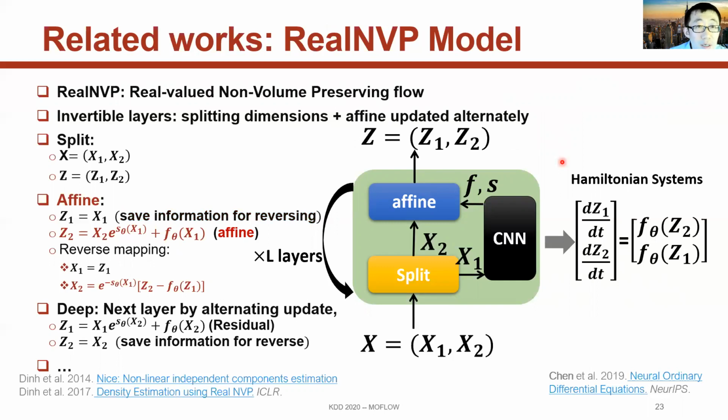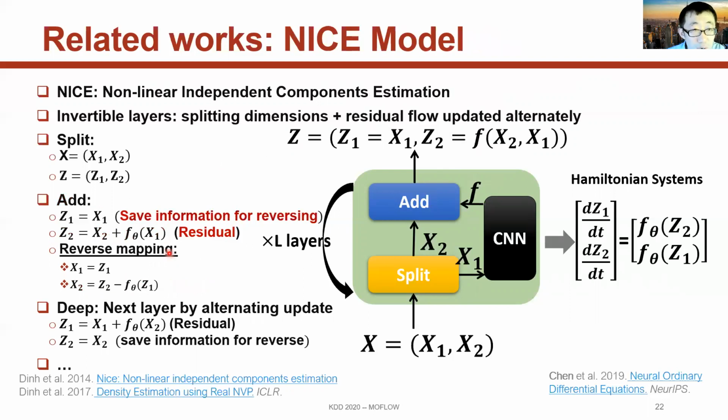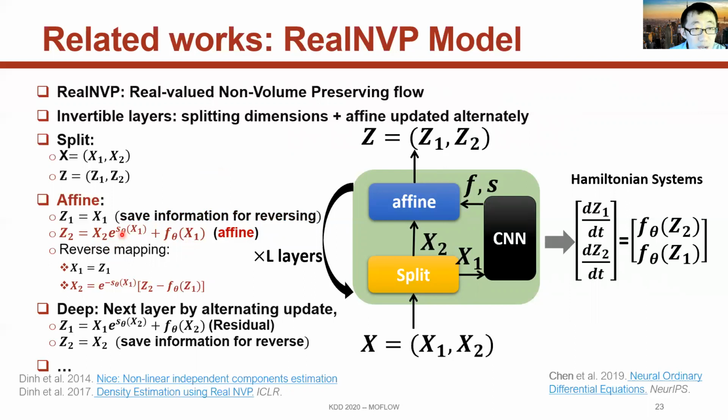Another update of the NICE model is the RealNVP model. They follow the same ideas, splitting dimensions to build invertible layers. However, they introduce affine transformations. So instead of just the residual part, they multiply it by an exponential scale to make it more powerful. And the reverse mapping is just as follows. Similar ideas are used to build deep invertible neural networks by alternately updating different parts.